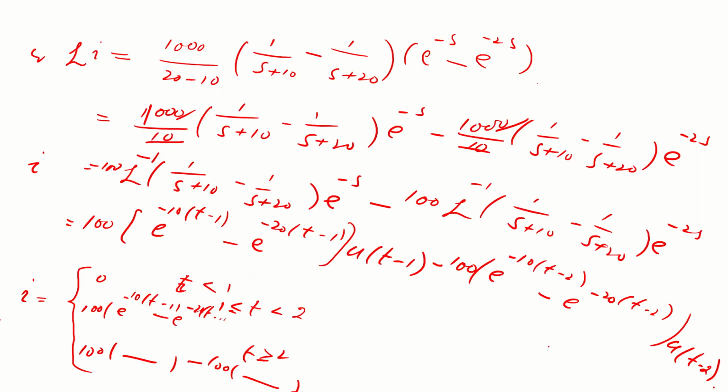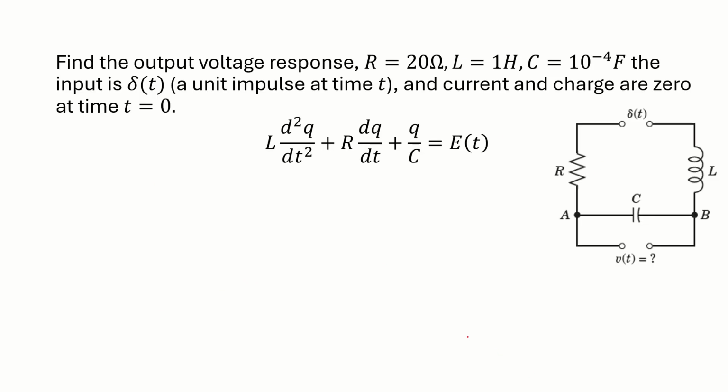Okay, so that's the equation, the solution for the equation to find the current. Next one is find the output voltage response with the resistance that's 20 ohm, L is 1 Henry and C is 10 power minus 4 Farad. The input is delta t, which is also known as a unit impulse, and current and charge are 0 at time t.